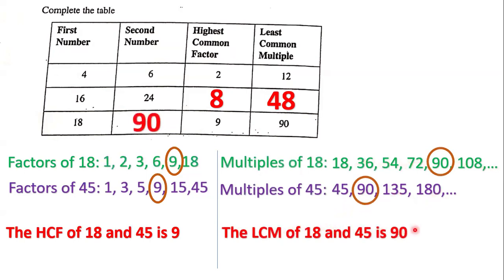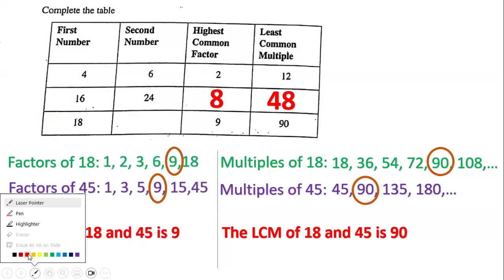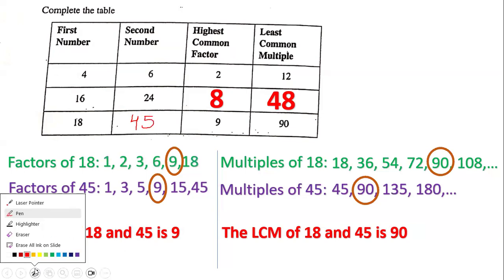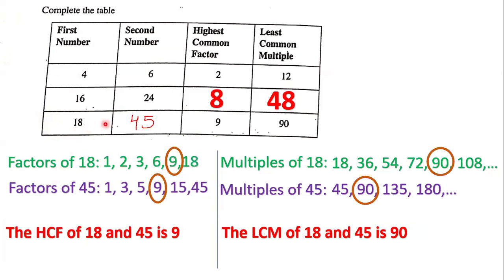And so 45 is definitely the answer. So 45 is the number that goes in there. Why does 45 go in there? Because the highest common factor of 18 and 45 is 9, and the lowest common multiple of 18 and 45 is 90. And so the missing number here is definitely 45, and our table is complete. We have 45, 8, and 48. And that's our answer.